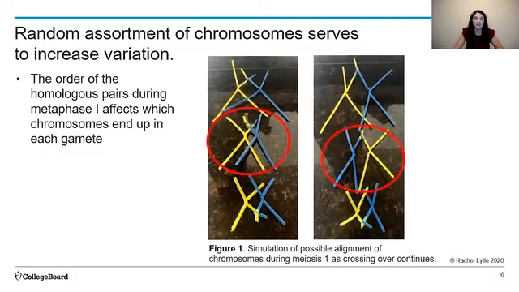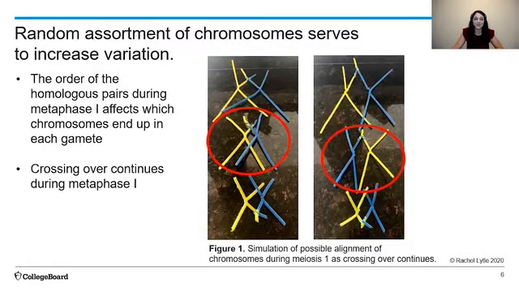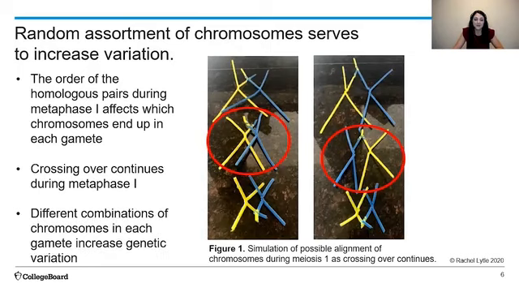And so you'll notice, looking at these red circles, that the one on the left had all of the yellow chromosomes on the left and all of the blue ones on the right, versus in the second image on the right, we can see that the two of them have swapped places. And either of these are possibilities as to how these homologous pairs could line up during metaphase 1. You can see crossing overs continuing during metaphase 1.